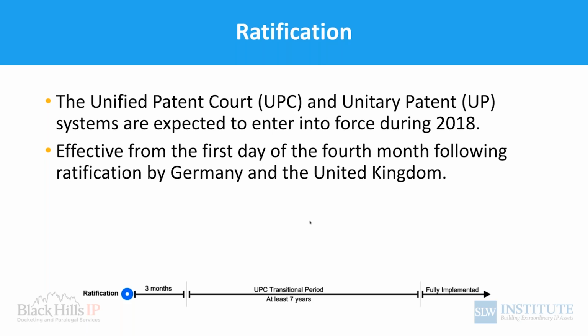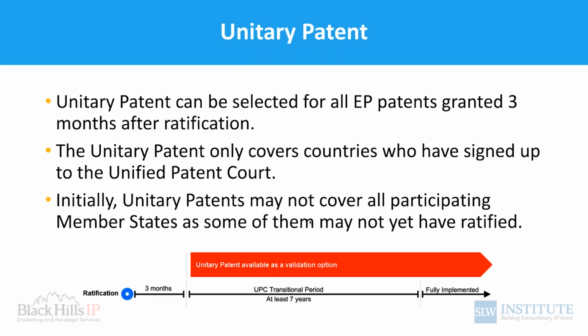Once the German and British Parliaments have passed the legislation, the systems will come into place on the first day of the 4th month after legislation was passed. To approximate that, this period will last about 3 months and is called the sunrise period. For all patents granted after the end of the sunrise period, a unitary patent can be selected instead of 1 or more national validations for participating countries on that day. I repeat, on that day, because it is an important docketing point.